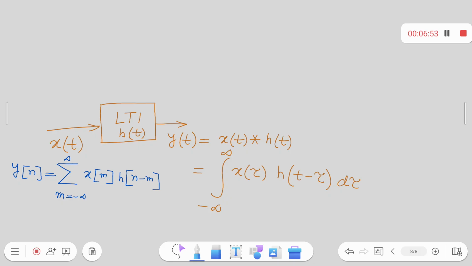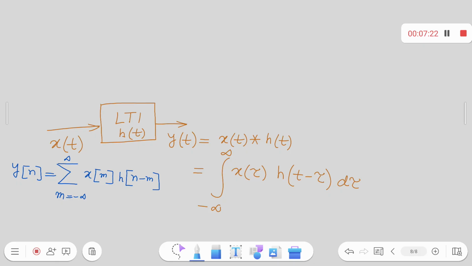Can you give me some example of a non-LTI system? Just tell me the input-output relationship. So cos x. Okay, y(t) is equal to cos of x(t). That's great.